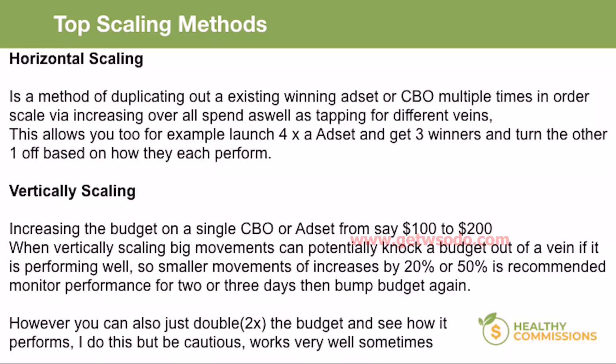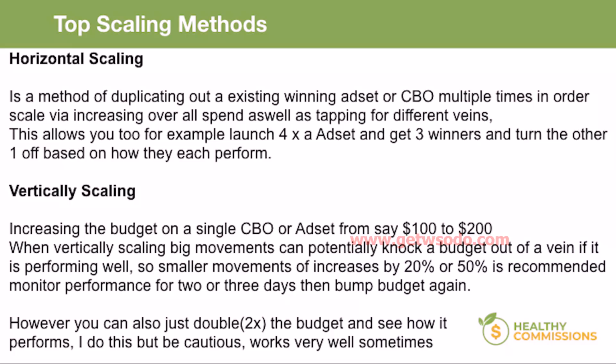Vertical scaling is increasing the budget on a single CBO or ad set from say $100 to $200. But when vertically scaling, it's important to note that big movements can potentially knock a budget out of its vein if it's performing well. So smaller movements of increases by 20 to 50% is recommended, as well as monitoring the performance for 2 or 3 days and then bump the budget again. However, you can also just double the budget, like from 100 to 200, and then you can see how it performs. I do this, but be cautious, because it sometimes throws it off or it sometimes works really well.